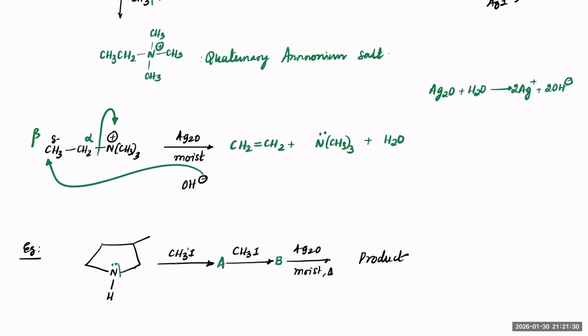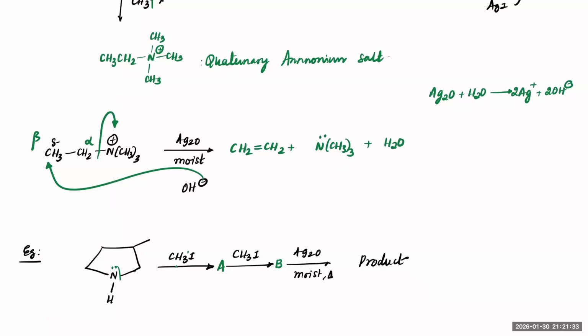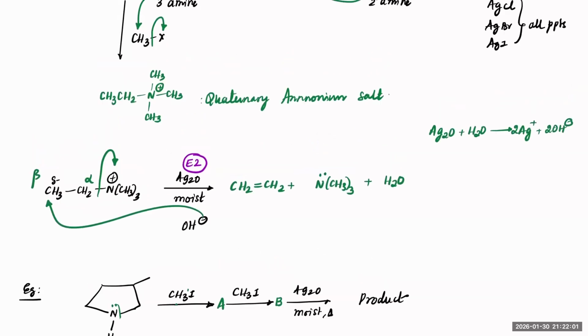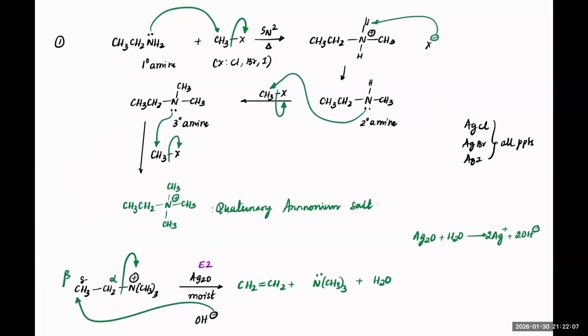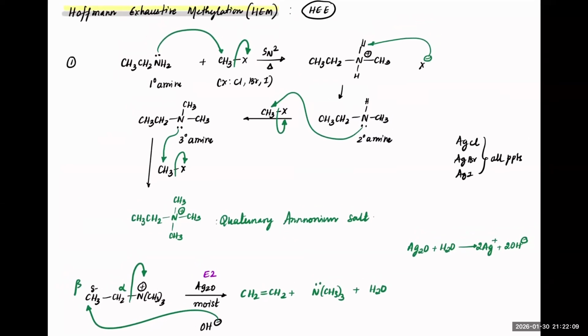Once you get a quaternary ammonium salt here, you treat it with moist Ag2O. The OH minus can extract the proton from the beta position, and NMe3 can be eliminated, just like an E2 mechanism. Through this E2 mechanism you get a double bond formed, the tertiary amine is separated, and water is separated out. So please check it out once. Then we will do 2-3 questions based on that. If there is any problem in understanding, you can let me know.